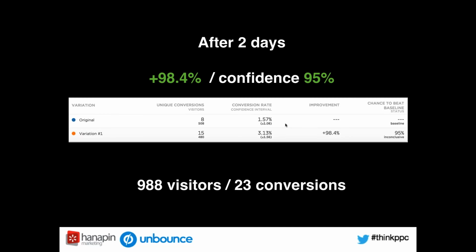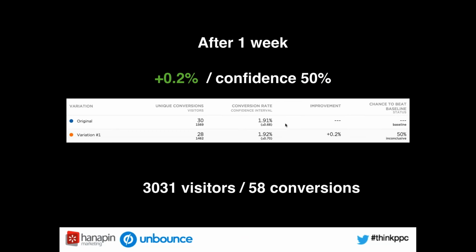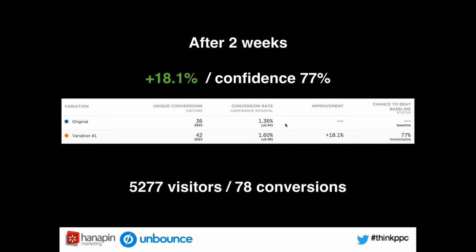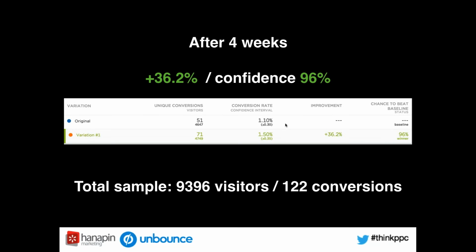After 2 days, oh, now we only have a 98% lift and a 95% significance level. Sorry, I wrote confidence there. It should be significance level. We have a little bit bigger sample. After 1 week, damn, we hardly have any lift, at a significance level of 50%. And you'll see we have a bigger sample. After 2 weeks, now we're at 18% lift and a significance level of 77%, and after 4 weeks, a 36% lift and we're at 96%, right? So you'll see it's been all over the place.